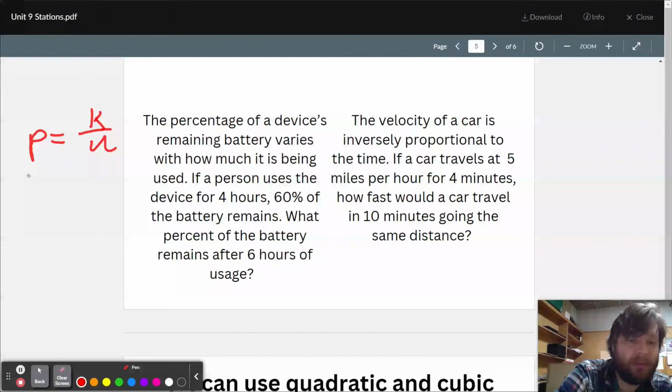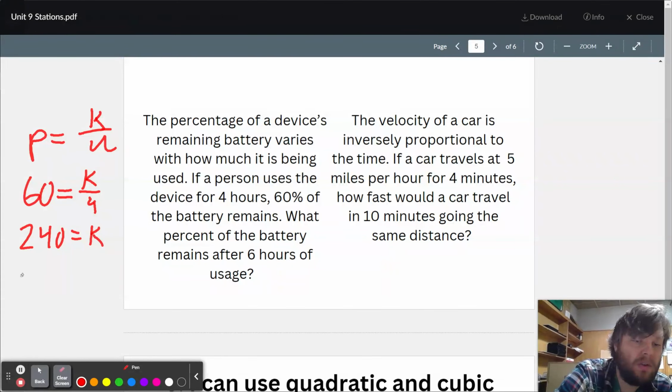So if they use it for 4 hours, 60% remains. So 60 is k over 4. Multiply by 4, and you get 240 is k. So now you use that. Percent is 240 over 6.